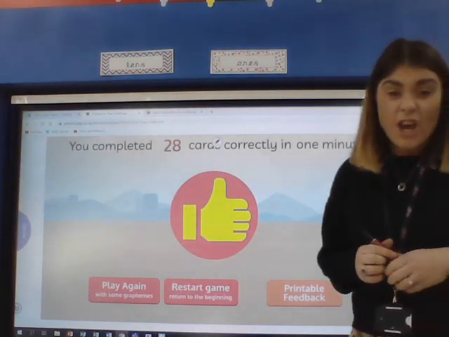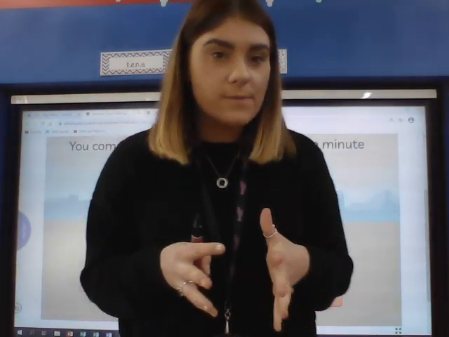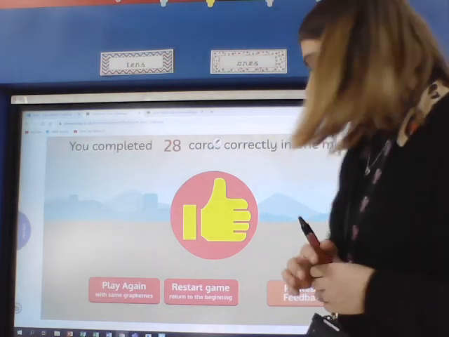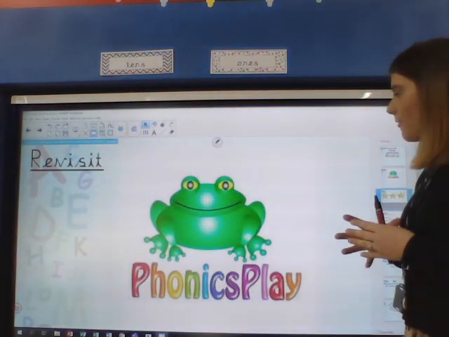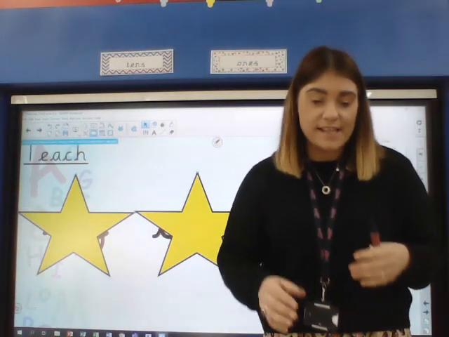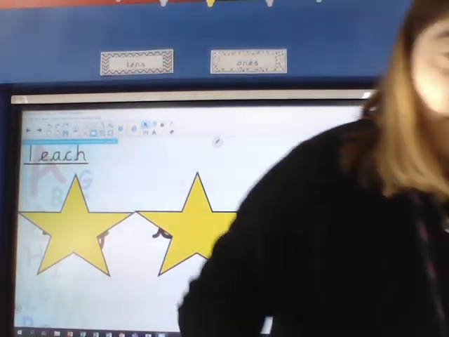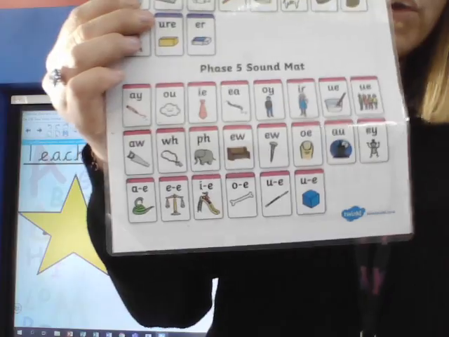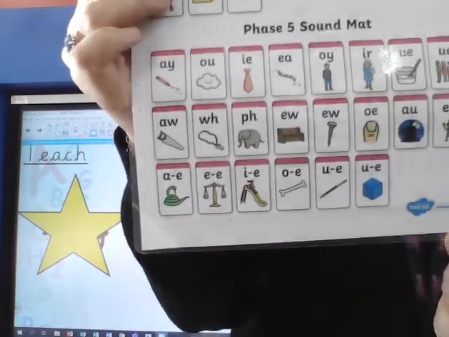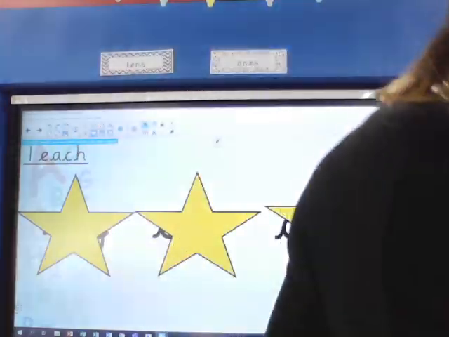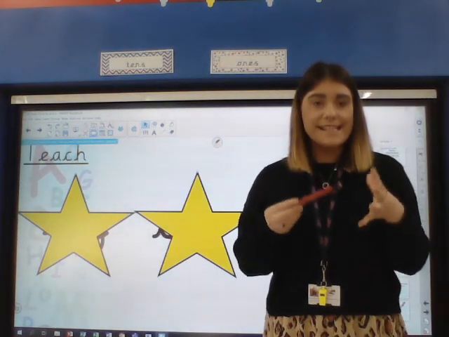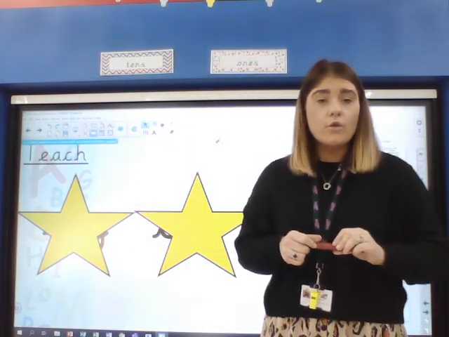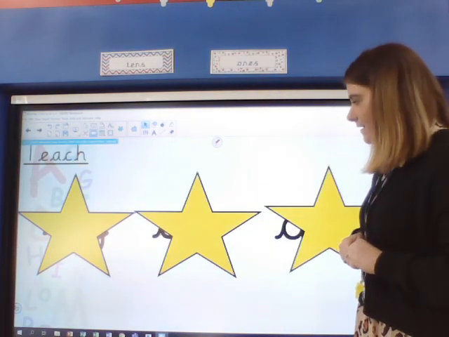Okay, hopefully you were shouting out those sounds before Mrs. Wood was. How did you get on? Okay, so today we're looking at recapping Phase 5 because, as I said before the holiday, we have now learned all of the Phase 5 graphemes. So we're now going to start looking at all the different ways of writing one sound. We call this alternative spellings.